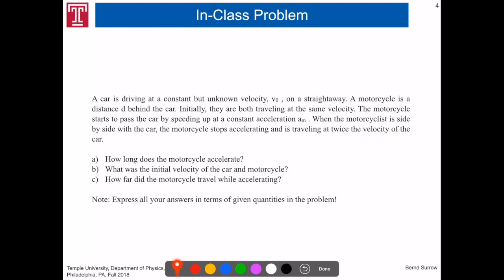And there are now three parts to that. How long does the motorcycle accelerate? What was the initial velocity of the car and motorcycle? How far did the motorcycle travel while accelerating? Express all your answers in terms of given quantities in the problem, okay? So the given quantities are the distance d and the acceleration a_m, but an unknown quantity is v naught here.